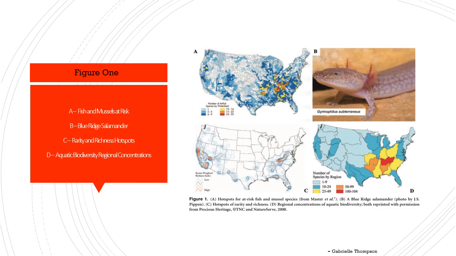The figure that I have chosen actually includes 4 separate figures. Each figure is labeled from A to D, and the common factor that is shown in all 4 is how ecosystems are affected by MTVF. In figure A, it shows that there are more at-risk fish and mussel species in states near and/or surrounding Kentucky. In figure B, it simply shows a picture of a blue salamander.